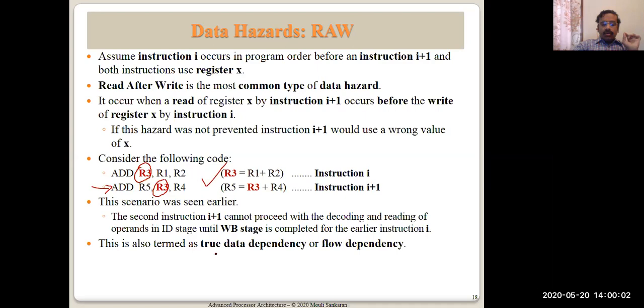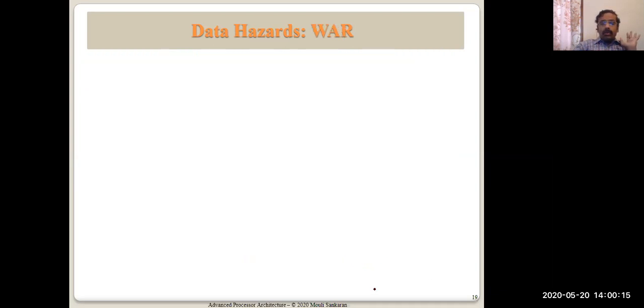This is called true data dependency or a flow dependency. It depends on the flow of the data. I want the data which is computed in the previous instruction. Okay, done. Now what is next?